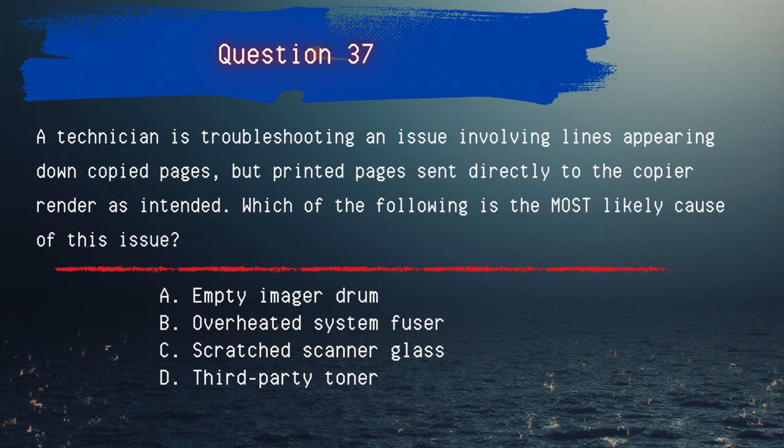Question 37. A technician is troubleshooting an issue involving lines appearing on copied pages, but printed pages sent directly to the copier render as intended. Which of the following is the most likely cause of the issue? A. Empty image drum. B. Overheated system fuser. C. Scratched scanner glass. Or D. Third-party toner.